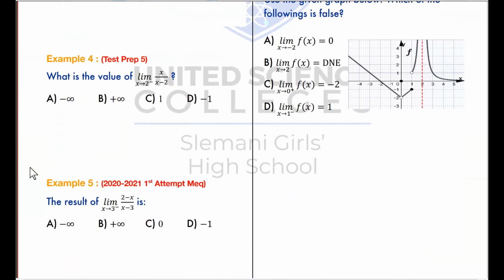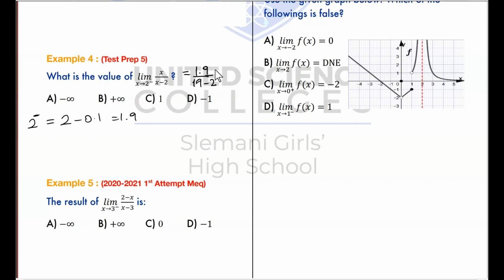Let's take a look at a test prep question. Limit as x approaches 2 from the left. So what do we do? From 2 from the left, what number should you use? You should use a number smaller than 2. How small? You just subtract 0.1 from 2. 2 minus 0.1 is 1.9. So insert 1.9 for x. So it's going to be 1.9 at the top. At the bottom, 1.9 minus 2.